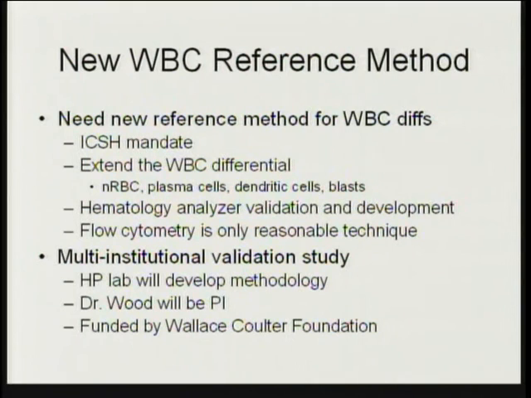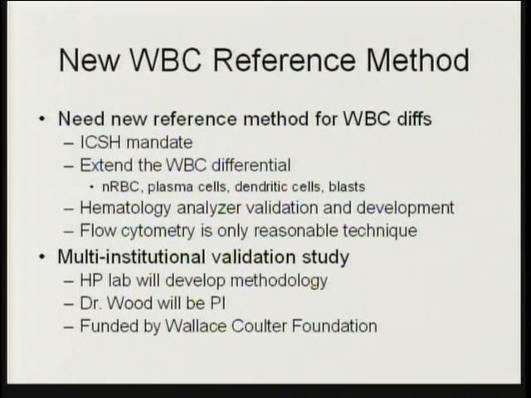So the International Council of Standards in Hematology has mandated that they would like a new reference methodology for this purpose, in part to extend the white cell differential to include populations of cells that aren't in the normal 5-part differential that we currently report, things like nucleated red cells, blasts, plasma cells, etc., and to allow for improved hematology analyzer validation and development. The manufacturers are particularly keen on this. The only technology that really has this capability at this time is flow cytometry. So as a result, I've also been put in charge of this study.